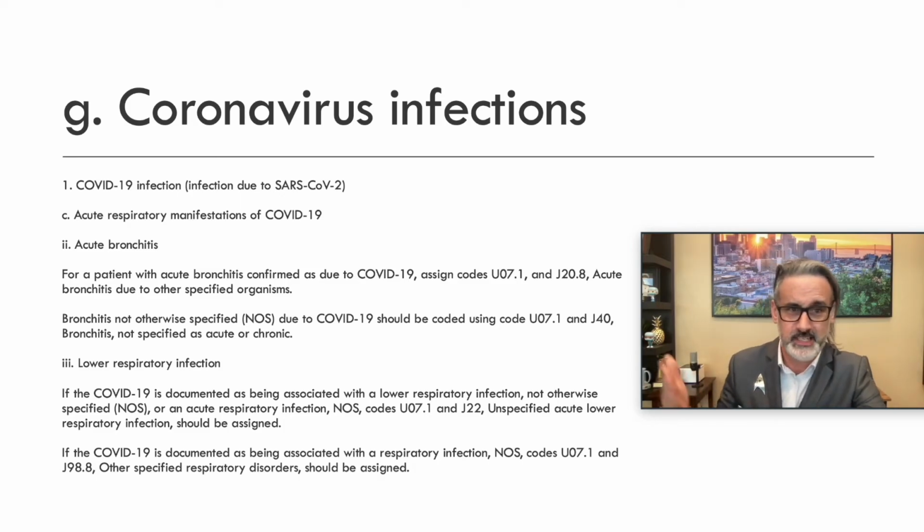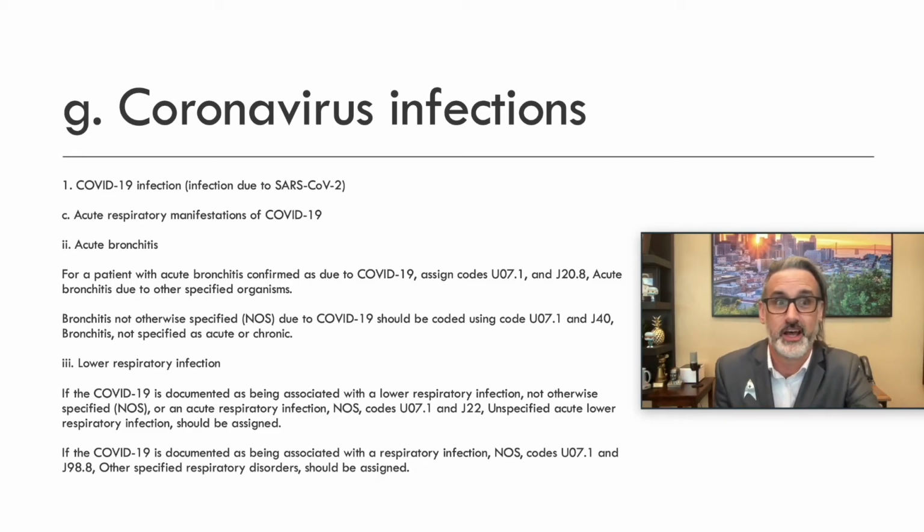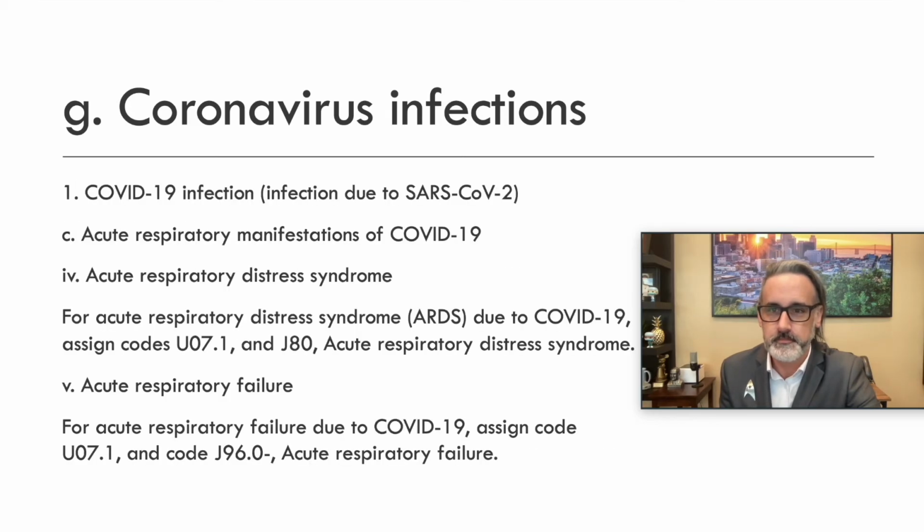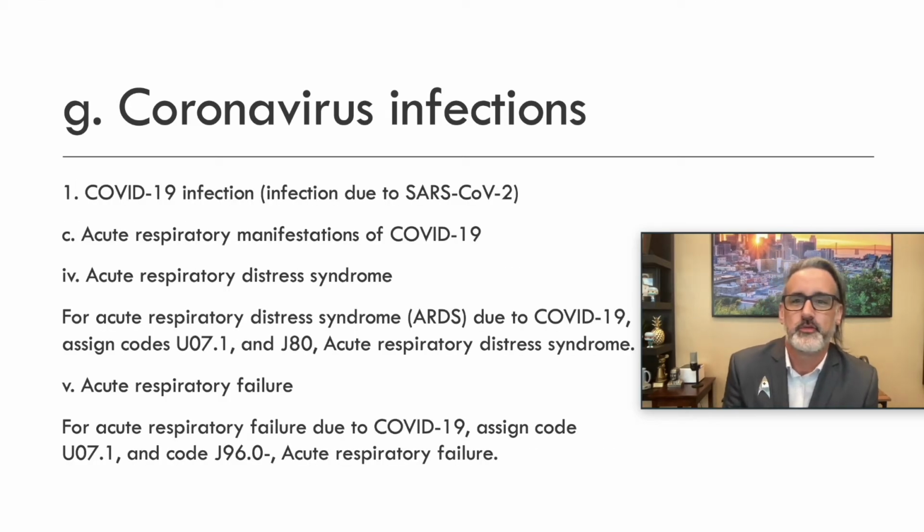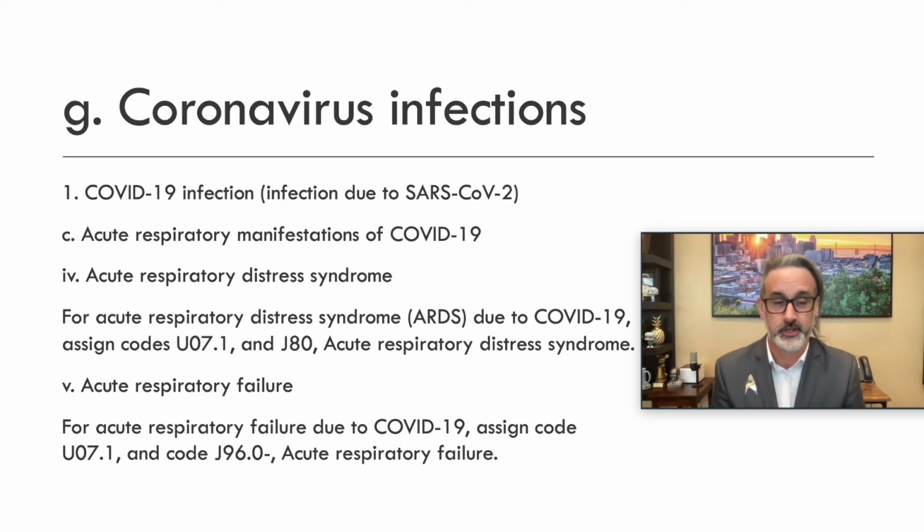So if the patient has a condition that's related to COVID-19, notice how in all of these codes, the COVID-19 code U07.1 goes first, followed by whatever other conditions the patient is experiencing. Now then, if the patient has acute respiratory distress syndrome, or ARDS, due to COVID-19, then we would code the U07.1 for COVID-19 first, followed by the J80 code, acute respiratory distress syndrome.